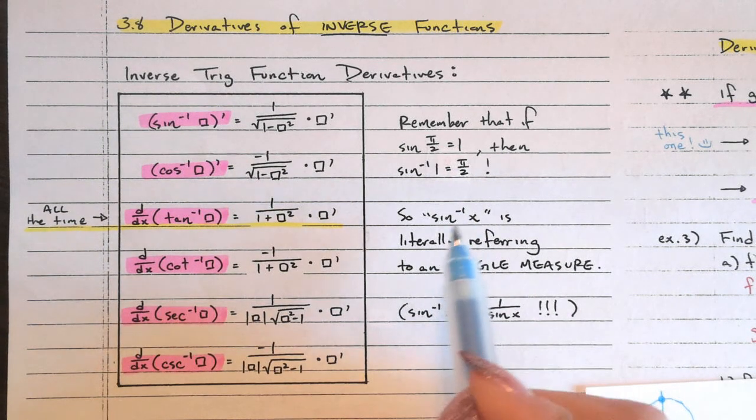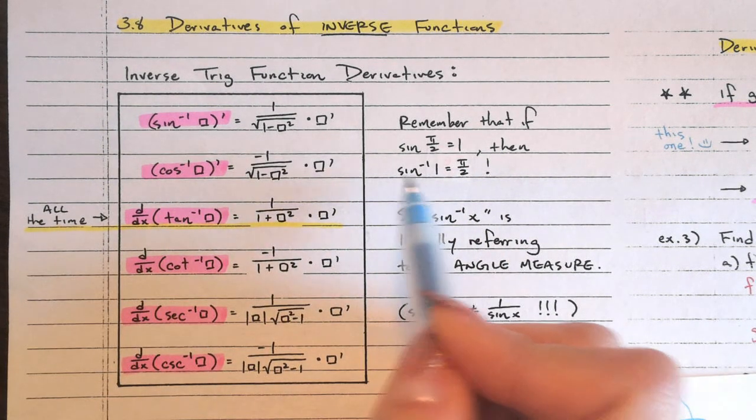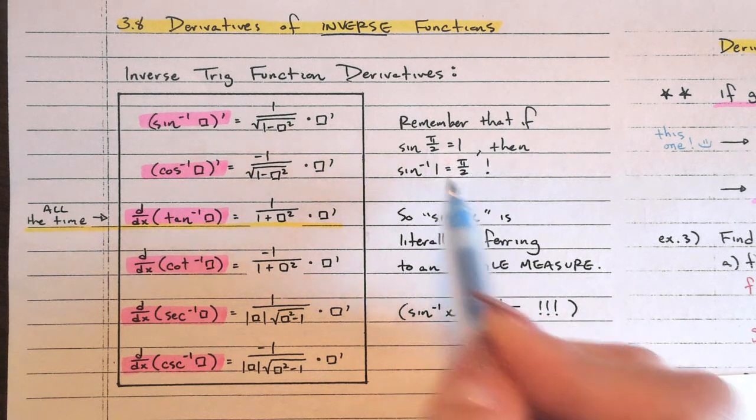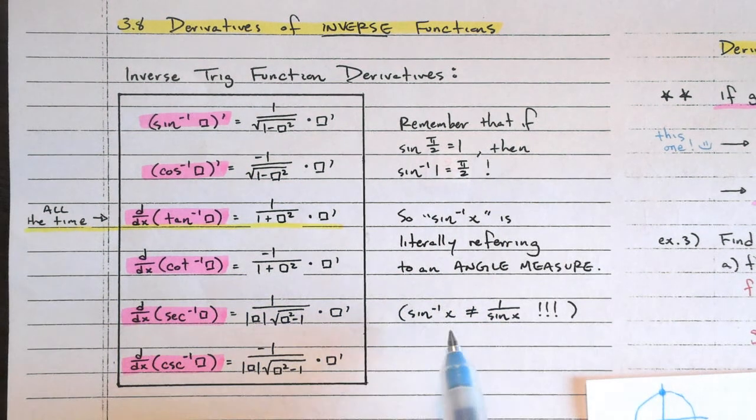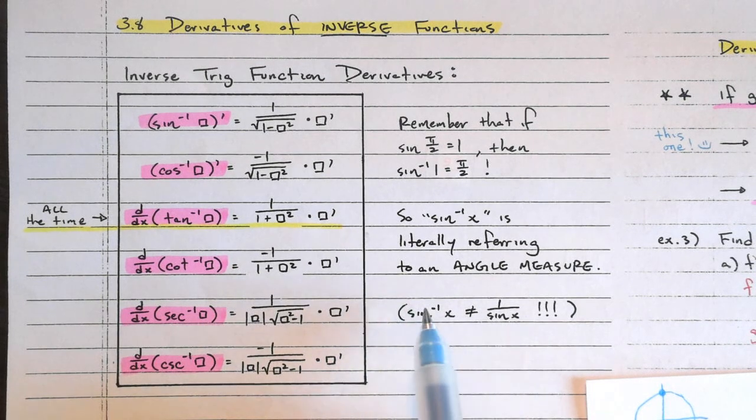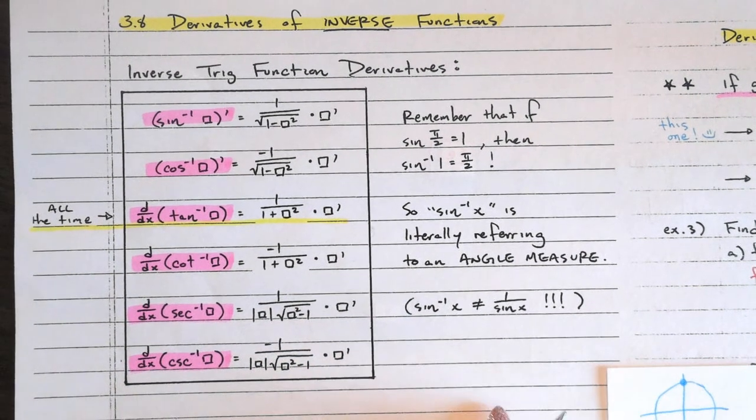Sine inverse is referring to an angle measure. Yes, your answer to an inverse is always an angle measure, like 90 degrees, pi over 2, those are angle measures. And these are not the same because, remember, that's not a negative 1 power. Okay, so just things to remember.